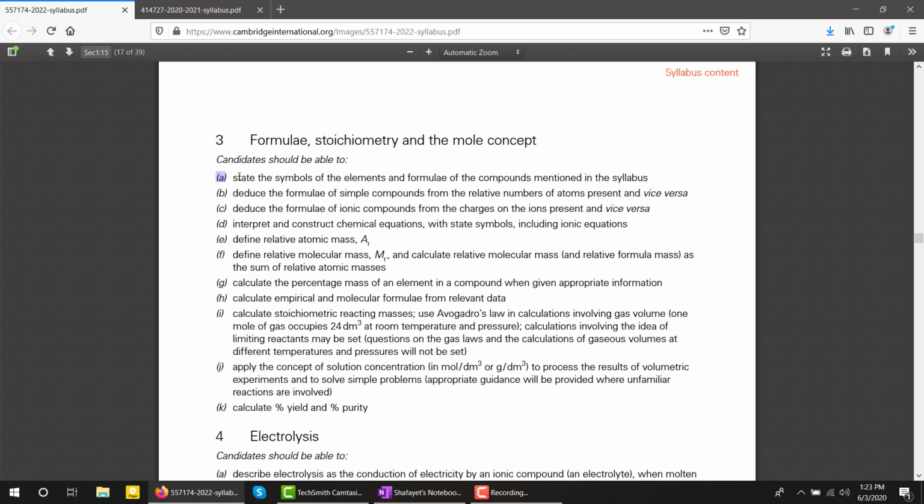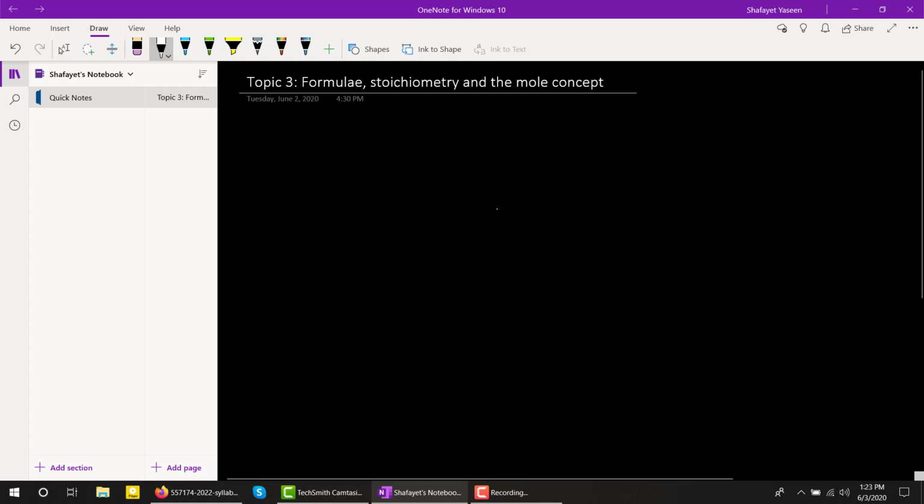The first thing the syllabus says is you need to state the symbols of the elements and the formulae of the compounds mentioned in the syllabus. I wouldn't worry too much about this if I were you, because this is pretty straightforward and simple, and I'll come to this later. I'll move on to the second outcome instead. So, deduce the formulae of simple compounds from the relative numbers of atoms present and vice versa. This isn't anything much complicated as well.